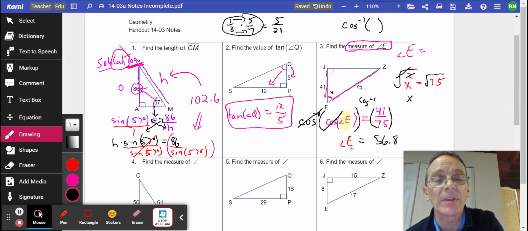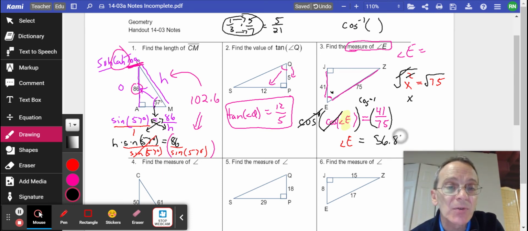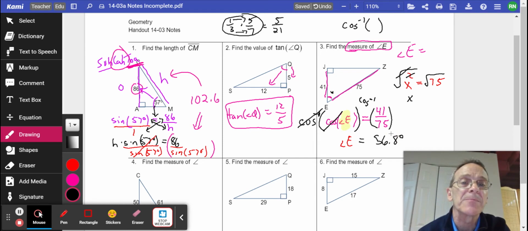Angle E equals 56.8. I've rounded it, of course. This is an angle measure, so this must be in units of degrees. And look at angle E. Does it seem like it's about a 57-degree angle?